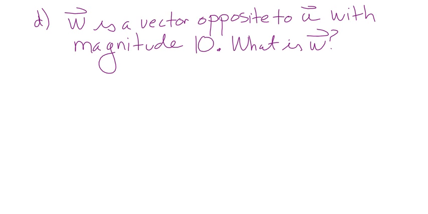Which brings up the why. You say, why do we do this? Well, it's because I want to find this vector which is opposite to u with a magnitude of 10. And how do I do that? Well, W is equal to negative 10. Why negative? Because it's opposite. Negative 10 times the unit vector u, right?